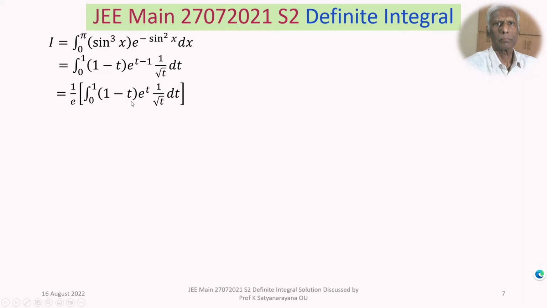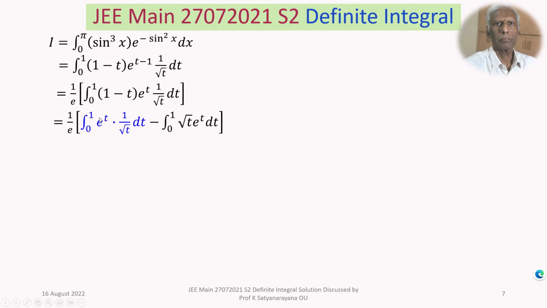Now separate them. That is 1 by e into integral 0 to 1 times e power t 1 by root t dt minus integral 0 to 1 t root t. T in the numerator, root t in the denominator, that will get root t in the numerator. So root t e to the power of t dt. This is what is appearing in the answer. Right, very good. Now, to integrate this one in blue, we apply integration by parts.